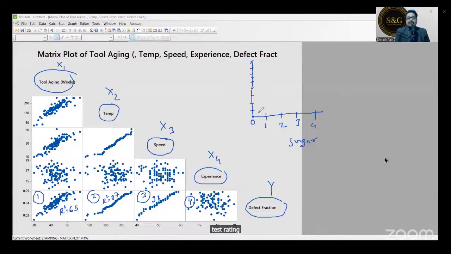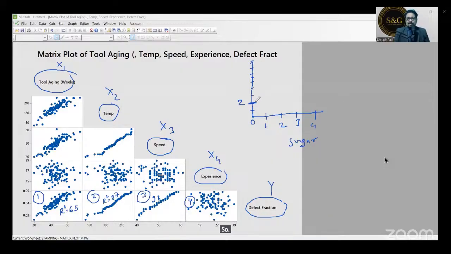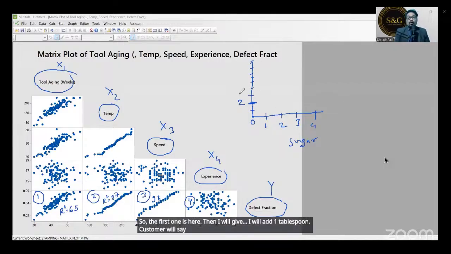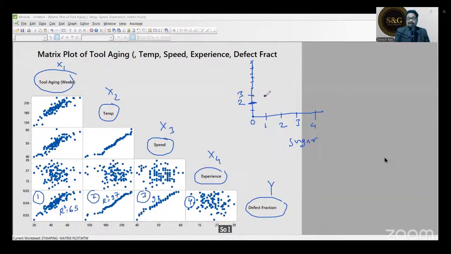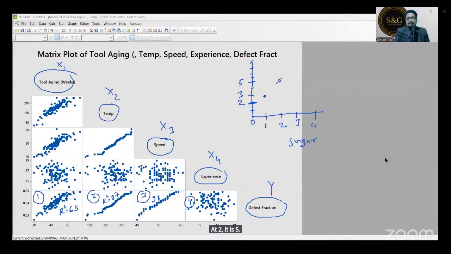When I had no sugar at all, if I give the cup to the customer, they will give me a rating, let's say 2. So the first point is here. Then I add 1 tablespoon. The customer says it has improved to 3. So I plot 1 tablespoon, the rating is 3. If I add another tablespoon, 2 tablespoons, the customer says now it is a 5 rating. If I add another one, the customer says it has now moved to 8.